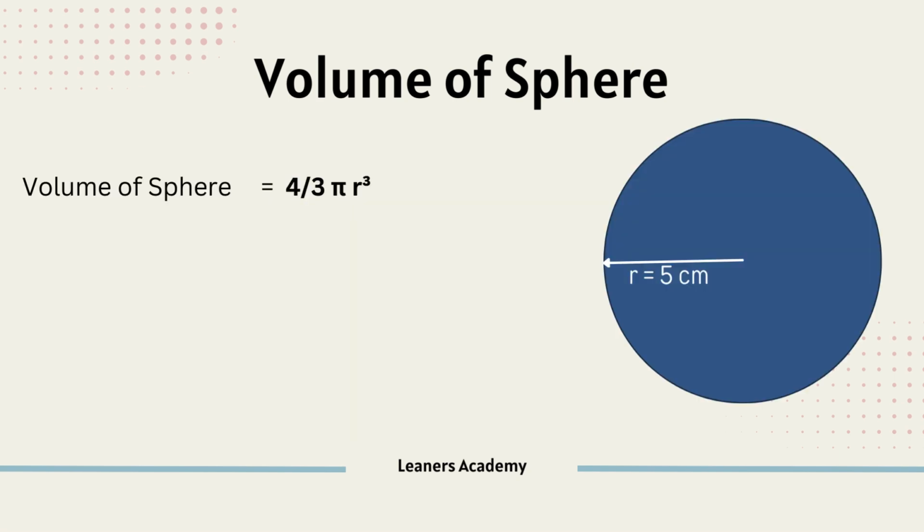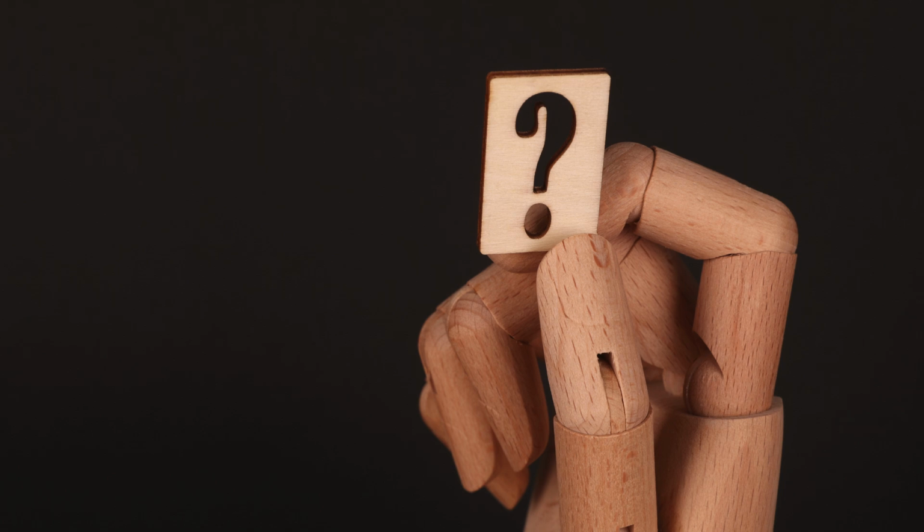Volume is equal to 4 by 3 pi r cubed. To find the volume of the same sphere with the radius 5 cm, the equation becomes 4 by 3 pi 5 cubed, which comes out to be 523.67 cubic centimeters.